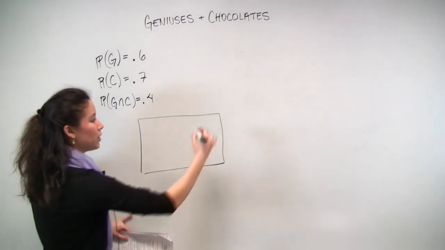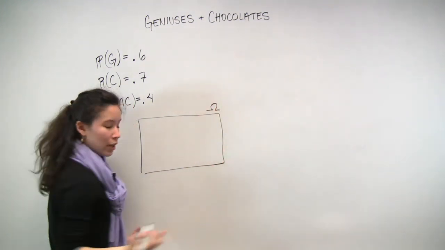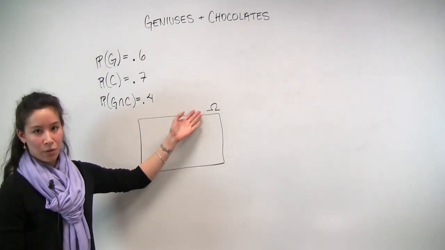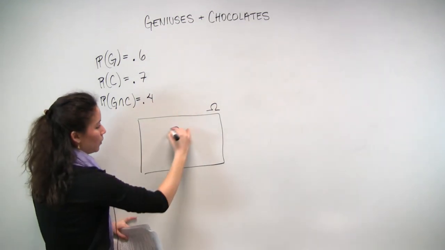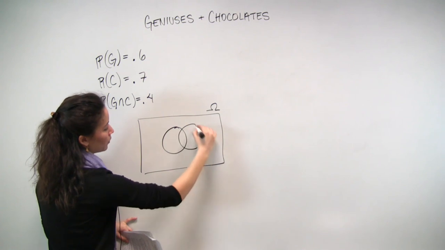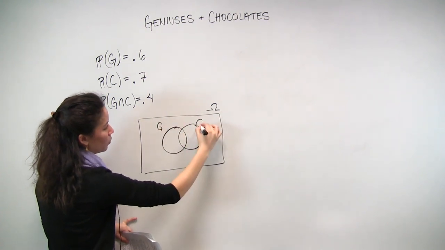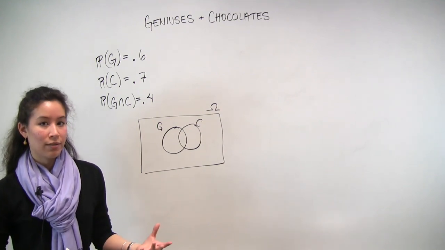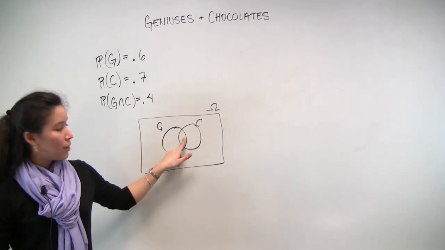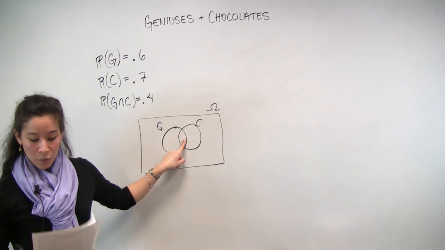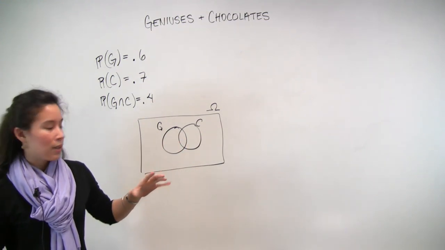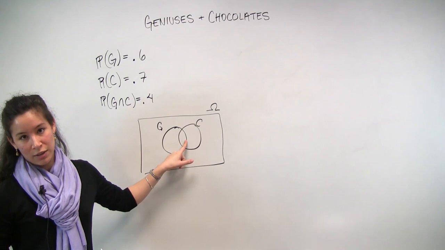So the way you usually draw this is you draw a rectangle which denotes your sample space, which of course we call omega, and then you draw two intersecting circles. So one to represent our geniuses and one to represent our chocolate lovers. And the reason why I drew them intersecting is because we know that 40% of the students in our class are both geniuses and chocolate lovers.